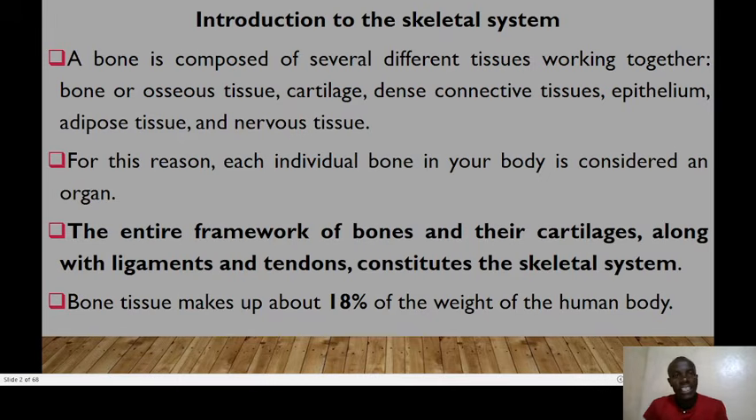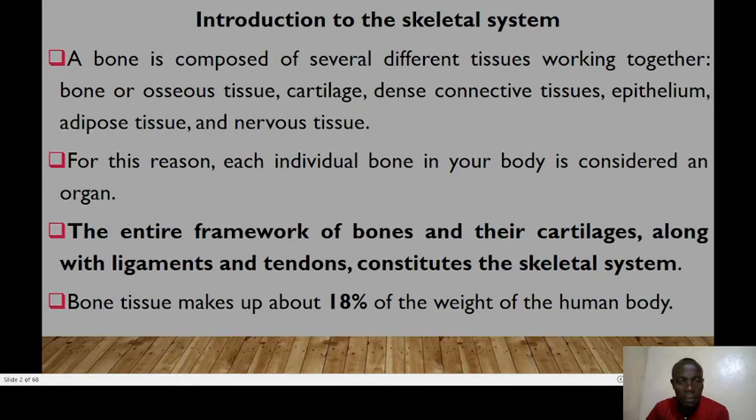So on the introduction, we are saying that a bone is composed of several different tissues working together. A bone, sometimes referred to as osseous tissue, together with cartilage, dense connective tissue, epithelium, adipose tissue, and nervous tissue, all make up this bone. So for that reason, since the bone consists of different types of tissue, we refer to each individual bone as an organ. Remember, organelles form cells, cells form tissues, tissues form organs, and this is where we are.